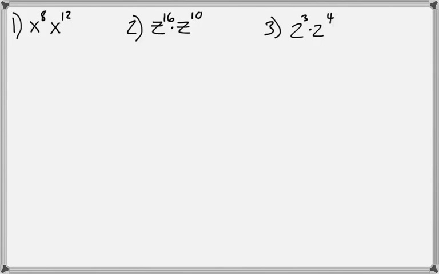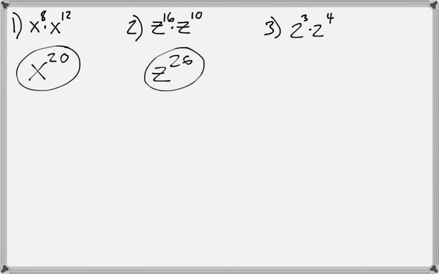Okay, so let's do 1, 2, and 3. I'm really multiplying these variables here. So when you multiply, you want to add the exponents. So 8 plus 12 is 20. Z to the 16 times z to the 10, you're multiplying like bases, so you want to add the exponents. So this would be z to the 26.